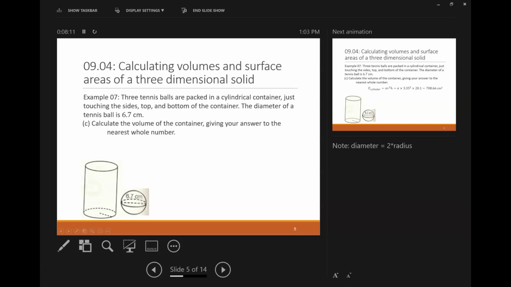Okay? So if I want the volume of the container, boom. Where's the 3.35 coming from? It's the half of the diameter, right? Everybody's good with that? So that's pretty easy. No big deal there. Cool? Okay.